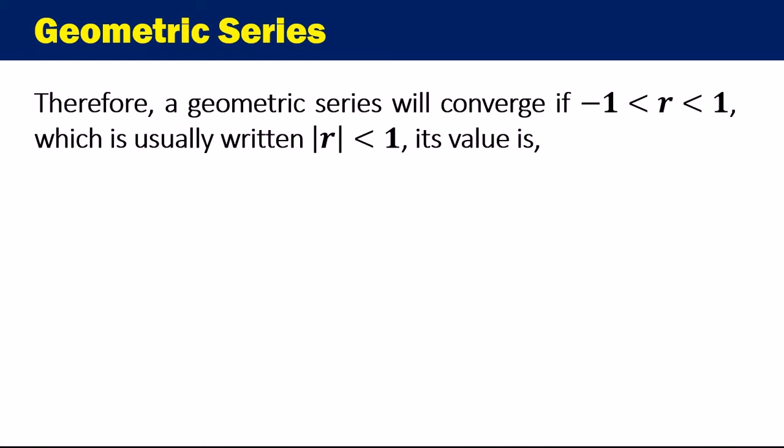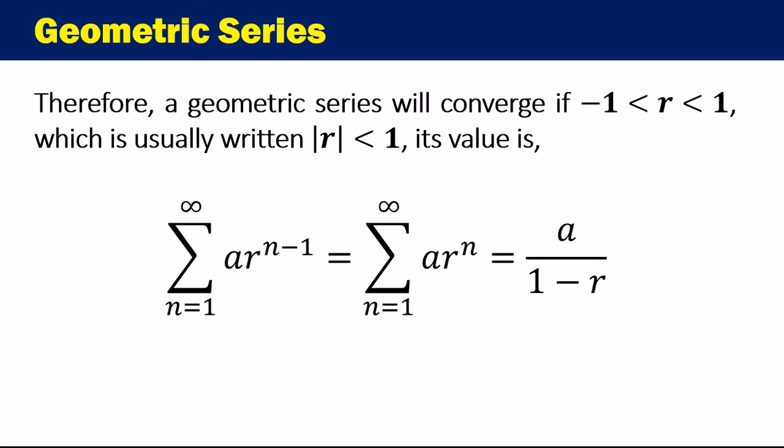Therefore, a geometric series will converge if r is greater than negative 1 but less than 1, which is usually written as the absolute value of r is less than 1. Its value is the summation of a times r raised to the power of n minus 1, where n is equal to 1 to infinity, which is equal to the summation of a times r raised to n, where n is equal to 0 to infinity, which equals a over 1 minus r.